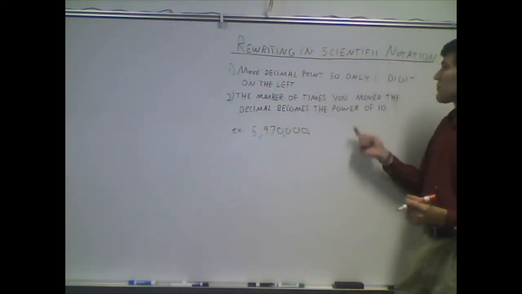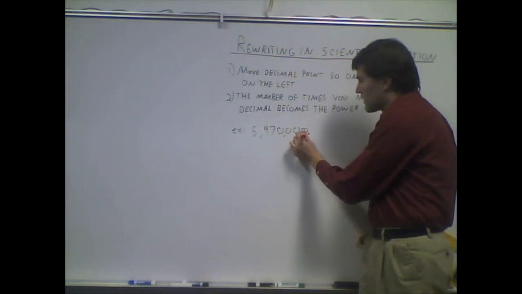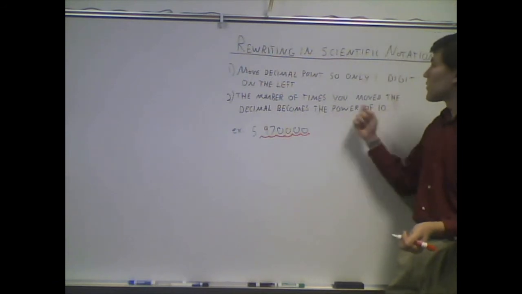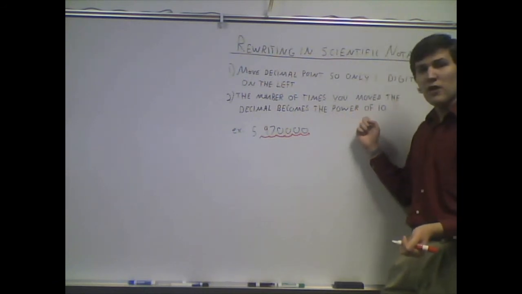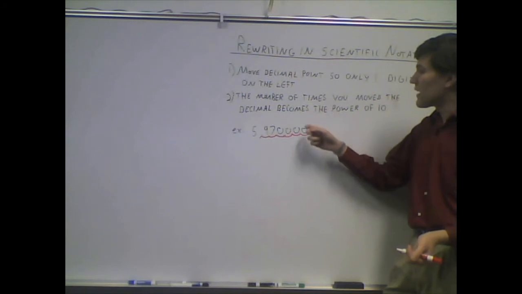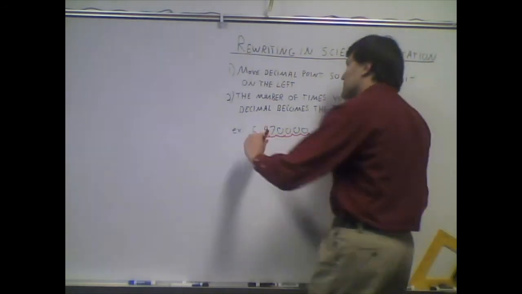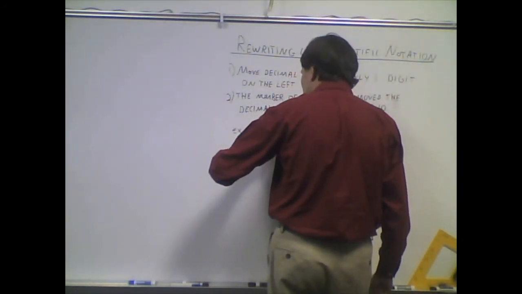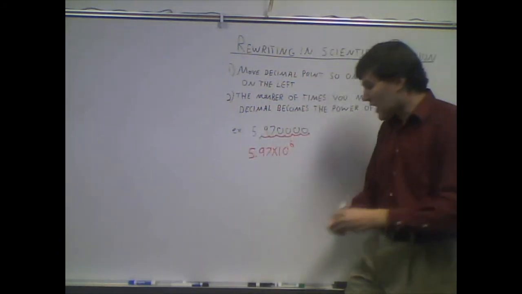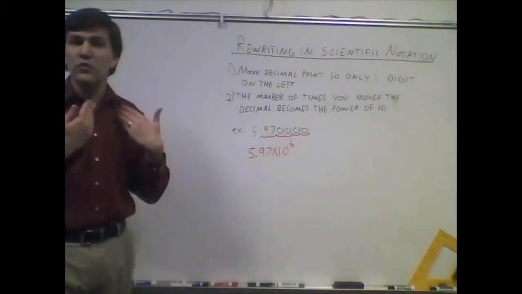So we're going to do a two-step process. First, we're going to move the decimal point so that there's only one digit on the left. So we go 1, 2, 3, 4, 5, 6 spaces. And now, we rewrite this so that we have a power of 10 that's equal to the number of times we moved that decimal point. So since we moved that 1, 2, 3, 4, 5, 6 decimal places, we're going to have this be 5.97 times 10 to the 6th. So I'm going to leave this up and step aside so you can pause and copy that if you need to, and then we'll move on.